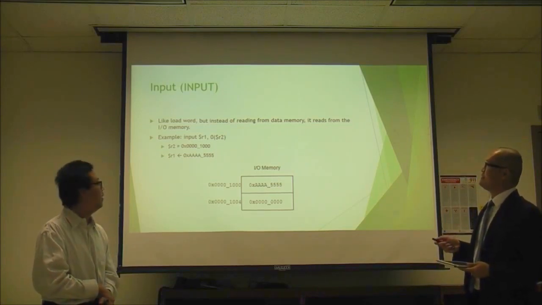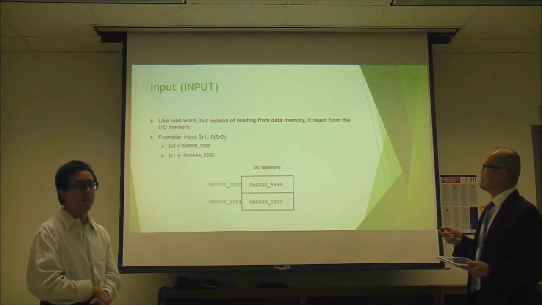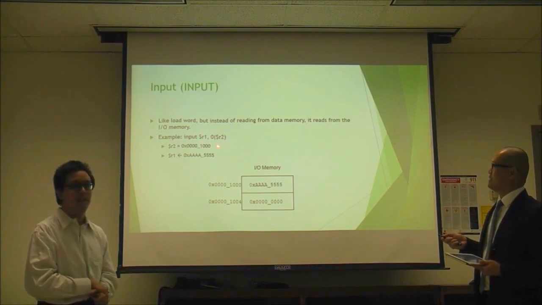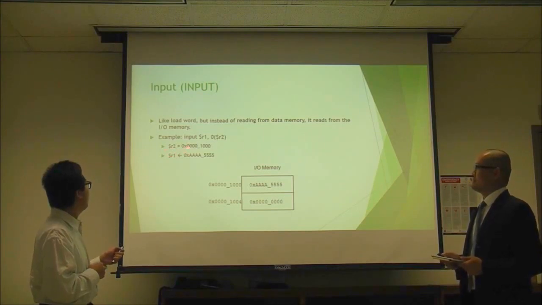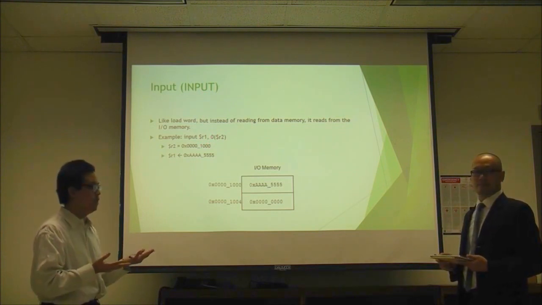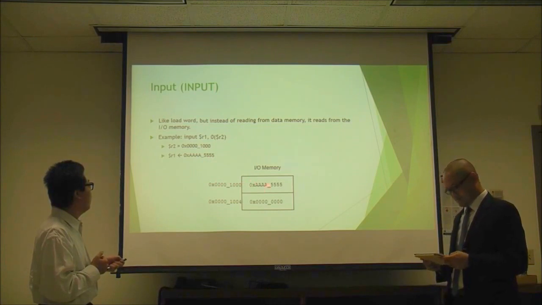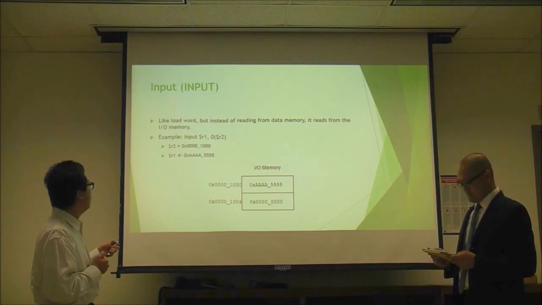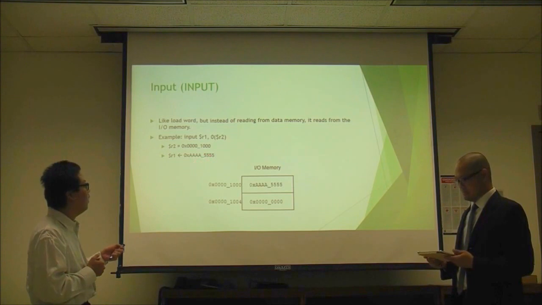Now, let's look at the input first. It's very similar to a load word, but instead of reading from data memory, it reads from the I/O memory. The example we have right here is the input R1, 0, R2. Let us assume R2 has the hex value 1000. It'll be added with the immediate value 0, so 1000 plus 0 is 1000. We will go into that I/O memory location 1000, grab the contents from there and then place it into R1. So therefore, register 1 has this value AAAA5555.